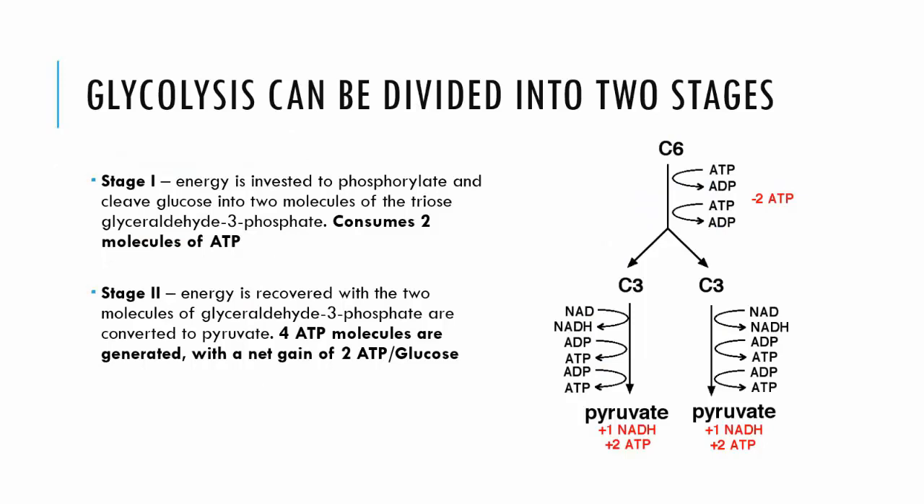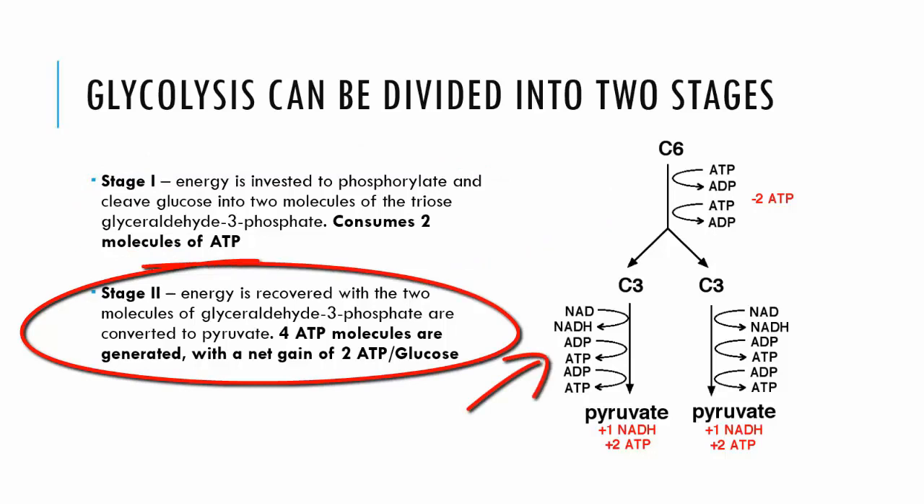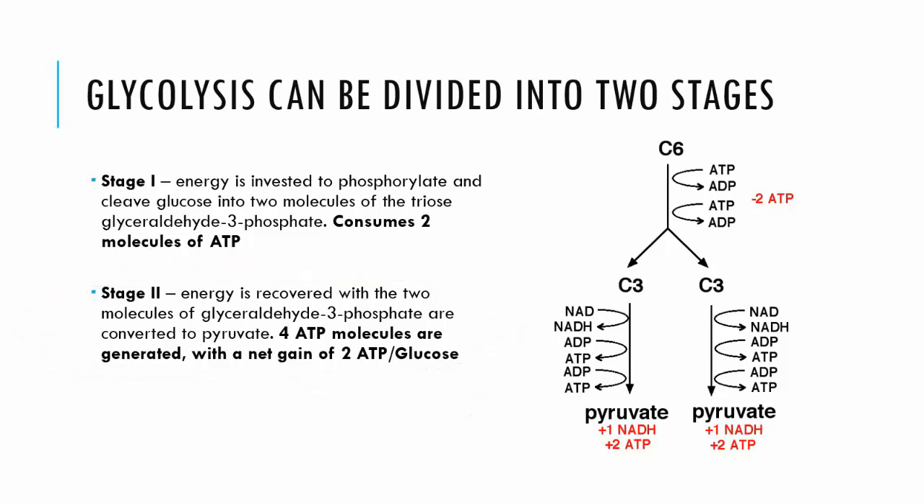In the first stage, 2 molecules of ATP are consumed to phosphorylate and cleave glucose into 2 molecules of glyceraldehyde 3-phosphate. In the second stage, we convert the 2 molecules of glyceraldehyde 3-phosphate to 2 molecules of pyruvate, releasing enough energy to make 4 ATP molecules and 2 molecules of NADH. In the overall process, we have a net gain of 2 molecules of ATP and 2 molecules of NADH for every 1 molecule of glucose that enters glycolysis.